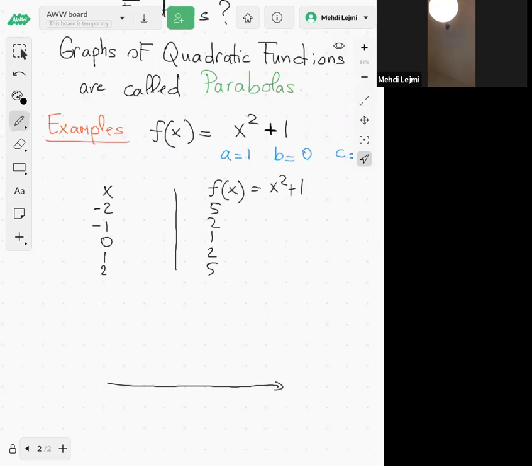Anyway, I took random points here just to graph my function f. So I'm going to need 0. This is my 0 here. 1, 2. This is positive 1. And then I'm going to need 5. So 1, 2, 3, 4, 5. Let's say this is 5. This is -1, -2.